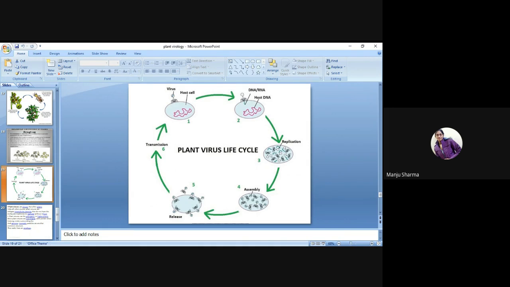Then there is the plant virus life cycle. First, there is a host cell to which the virus attaches. After attachment, the virus's DNA or RNA genetic material is incorporated into the host. Then in the host there will be replication of the viral genome, and after replication there will be assembly, and then the particles will be released. After that, there will be transmission from one infected plant to all the other plants, spreading the same kind of virus.